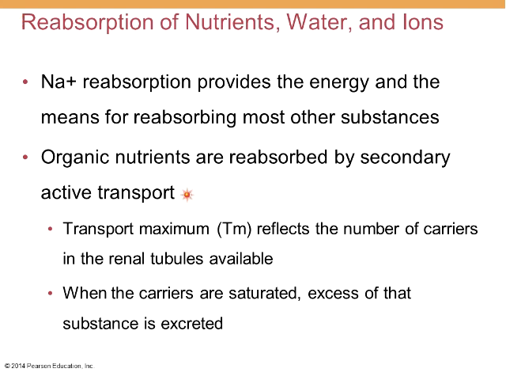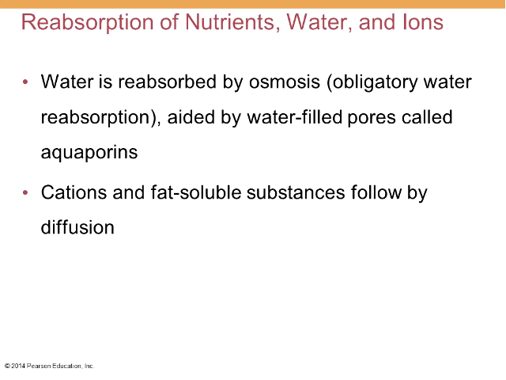Organic nutrients are reabsorbed by secondary active transport, and the transport maximum, if you will, reflects the number of carriers in the renal tubules that are available. They can become saturated, so sodium can only pull so many of these through those carriers. When they get saturated, the excess is excreted in the urine. So only so much will come back in, and that's a leveling mechanism to ensure we don't reabsorb everything back in.